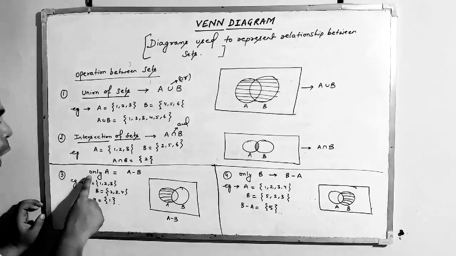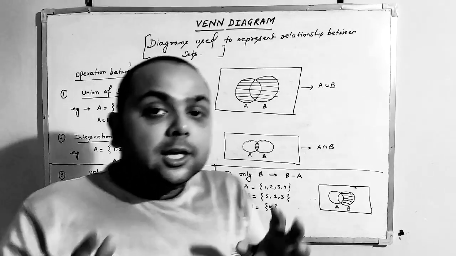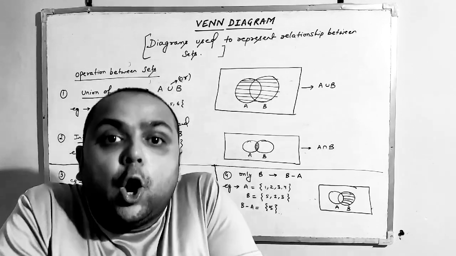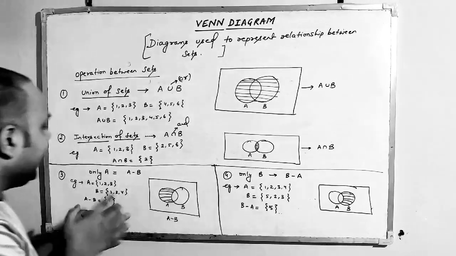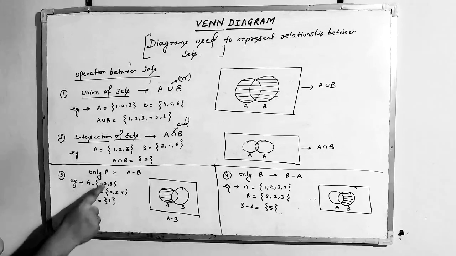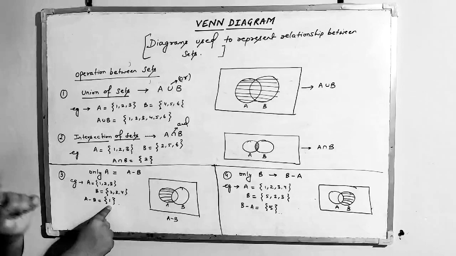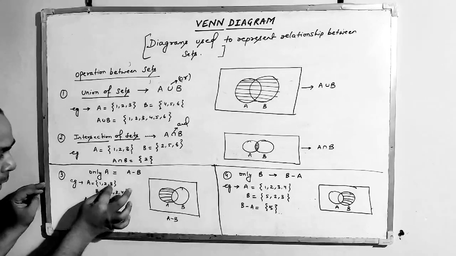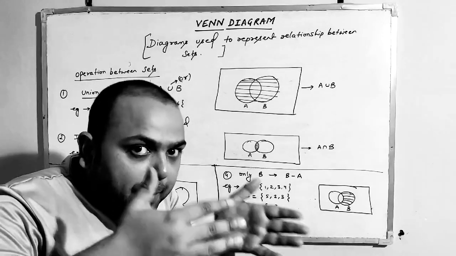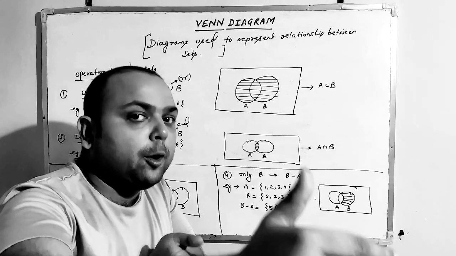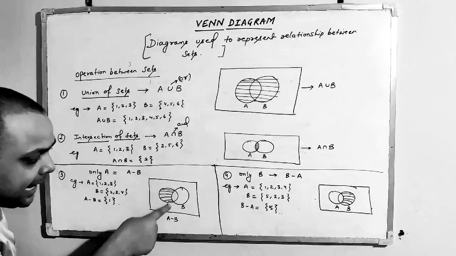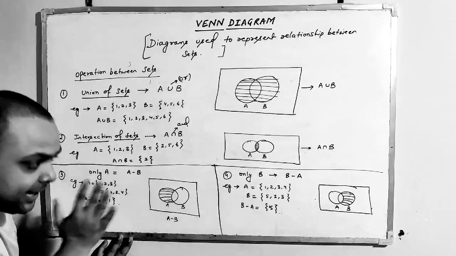Now the third one is only A. It means the A set contains only those elements which are not present in B. That is, if A is 1 2 3, B is 2 3 4. So only A means we have only 1 as the element, since 2 and 3 are part of B. So we remove that. The elements which are part of B, we should remove from A to get only A, like this. Only A portion in the diagram. No B portion is taken here.